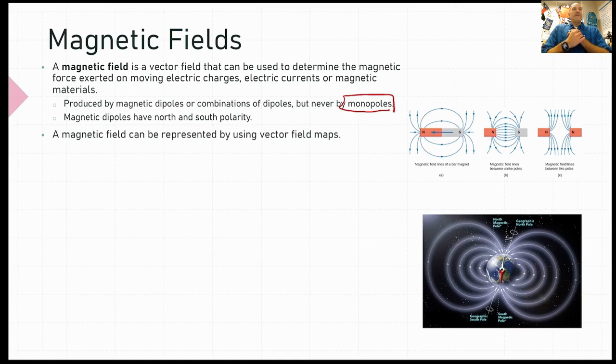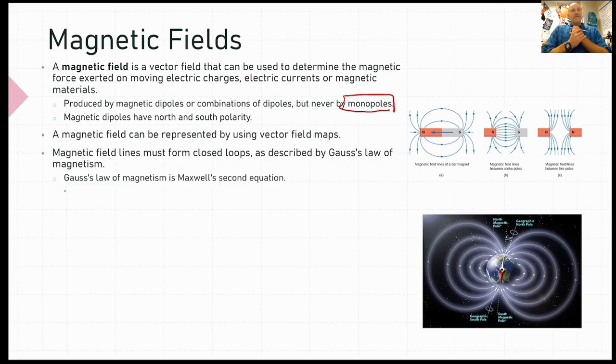you can also represent magnetic fields as vector field maps, just like we did with E fields. The field lines are going to form closed loops. So this is where E fields and magnetic fields differ, because in electric fields, they were open-ended, right? They just went from positive to negative. They didn't form loops. But with magnetic fields, they're going to form loops, right?